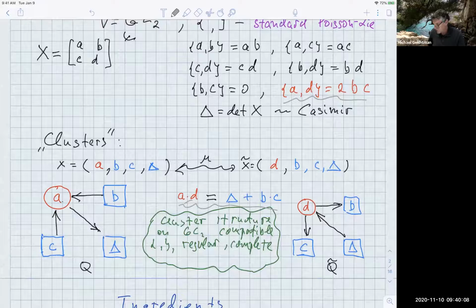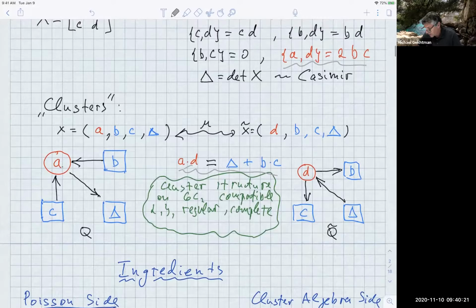So this is a complete structure because every matrix entry can be restored just as a cluster word. That's an example of a cluster structure on a Poisson variety.